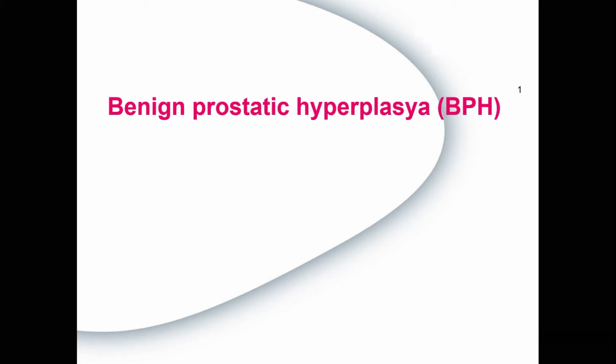So we have the topic, the benign prostatic hyperplasia, or BPH. It is the most common disease in males after 40 years old. So we have seen the anatomy of the urinary system of males, the physiology, what is BPH, and its diagnostics and treatment.